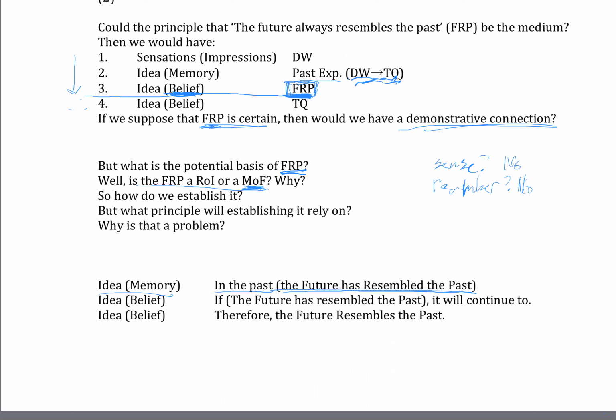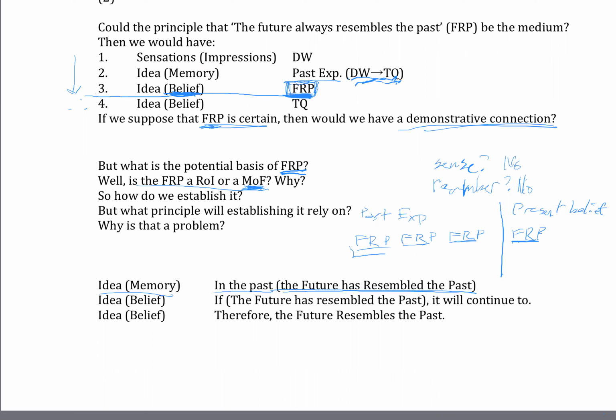So what do we have? Well, we've got past experience of the future resembles the past, the future resembles the past, the future resembles the past. But how do I then get to my present belief that the future resembles the past? How can I justify that belief? How do I establish that belief?